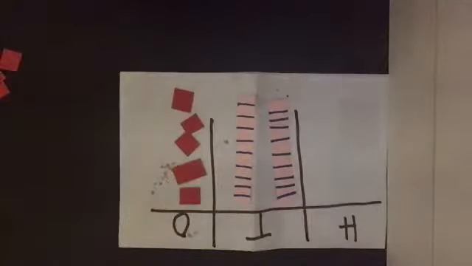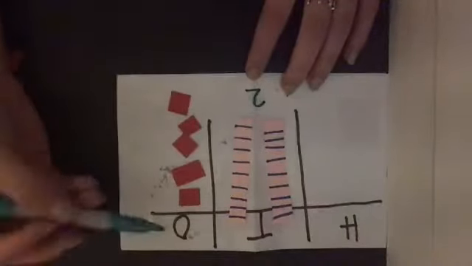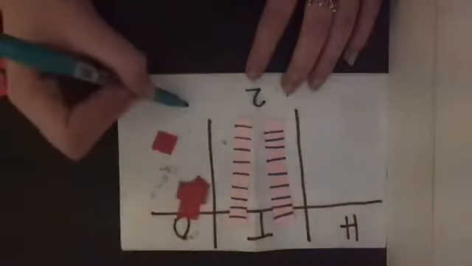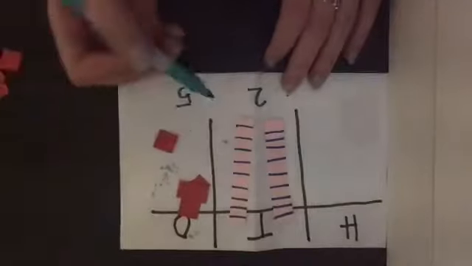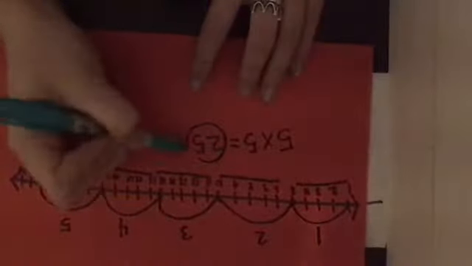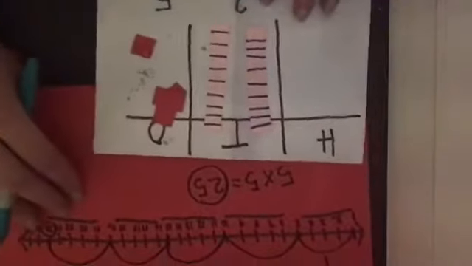We did all 5. And then how many do we have in the tens place? We have 2. How many do we have in the ones place? We have 1, 2, 3, 4, 5. So we have 5 right here. So what did we get? We got 25. And then what did we get with our number line? Look, we also got 25. So these are the different ways to do the same problem and get the same answer.